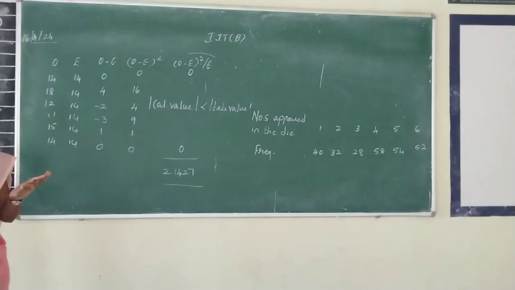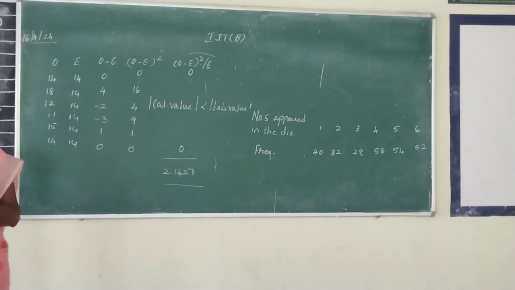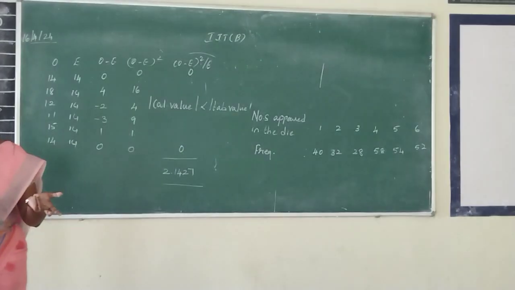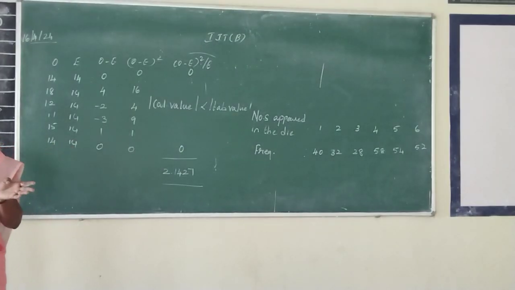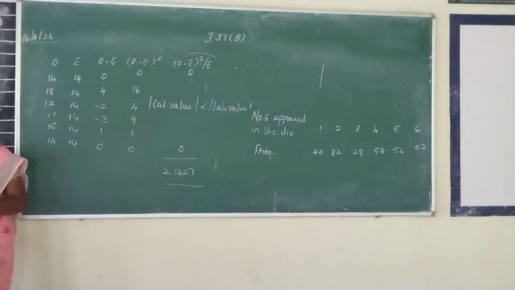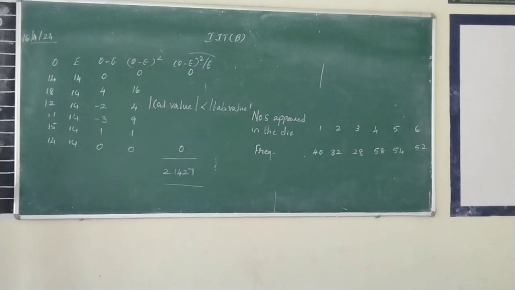This can be a coin problem or a die problem. Both have the same logic. They may give it as a coin problem, with the number of times a head is appearing or the number of times a tail is appearing. So H naught: the die is unbiased. H1: the die is biased.